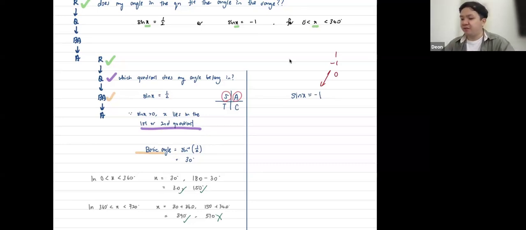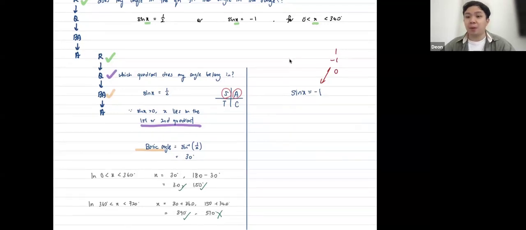This was changed, I think, only a few years ago. MOE felt that technically it doesn't make sense for the basic angle to be 90, because the basic angle is supposed to be between 0 and 90. It doesn't make sense to say that the basic angle is 0, there's no angle, or that the basic angle is 90. It's not supposed to be so big. So for this, we need to learn to memorize.